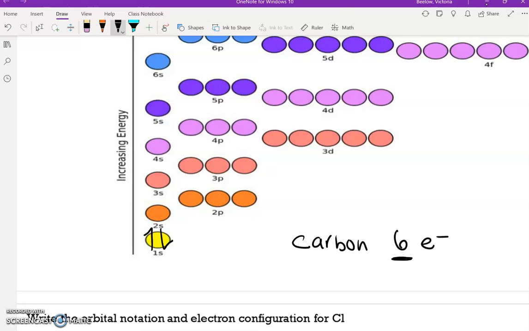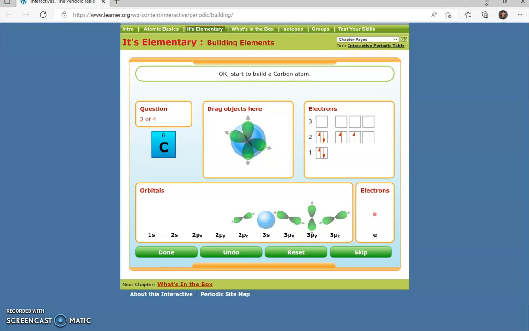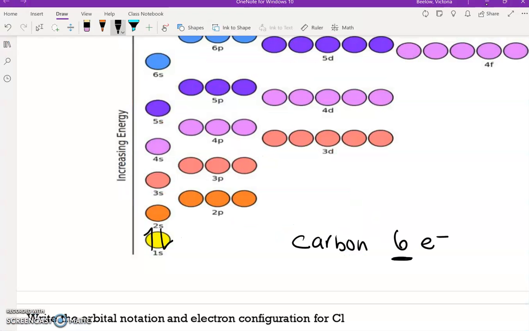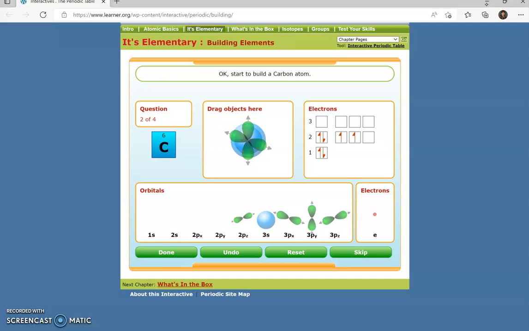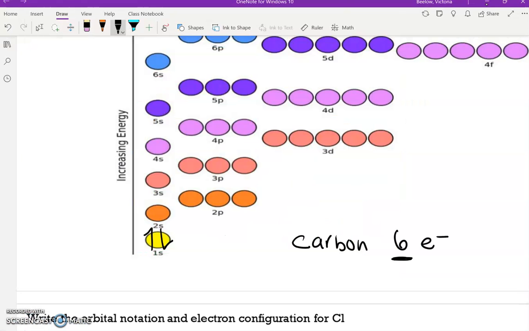Again, in each of these orbitals, we can only have 2 electrons. So in the 1s, like you saw in here, we can only have 2 electrons. Well, now I have to go to the next energy level. The next highest one would be 2s, which is what we did here. That was what we filled in next. And that can also fit 2 electrons.